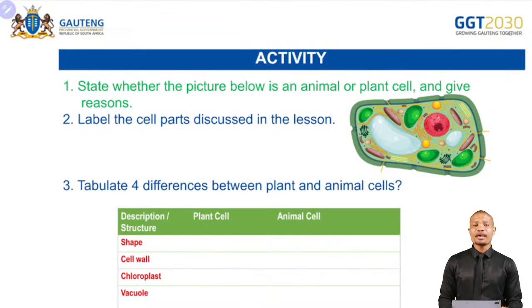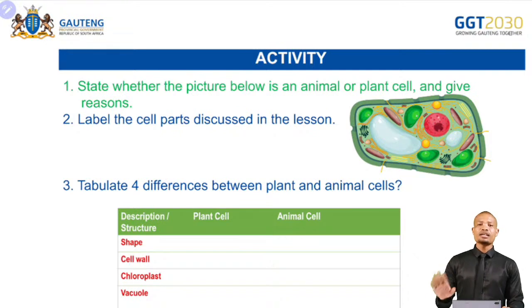Alright learners, welcome back. I hope you were able to answer these 3 simple questions. I'll just go through the questions again and then we will do the answers. The first question says, state whether the picture below is an animal or plant cell and give reasons. Label the cell parts discussed in the lesson. And question 3 says, tabulate 4 differences between plant and animal cells. So in your table, you have to differentiate them in terms of shape, in terms of cell wall, the chloroplast, and the vacuole. Okay, you're looking at the plant cell and the animal cell.